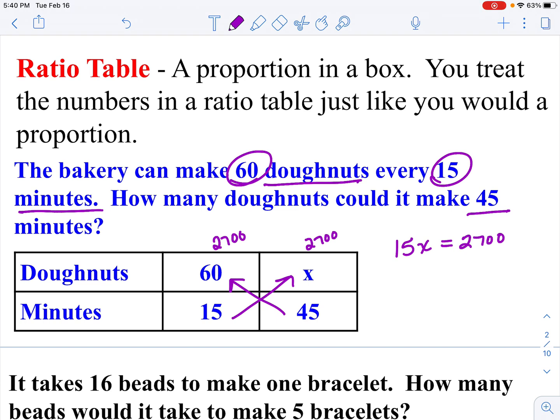So I want to get that x by itself. Instead of multiplying by 15, I'm going to divide by 15. Those cancel out, and there's the x by itself, which is what I wanted. If I divide the left side of the equal sign by 15, then I have to divide the right side by 15 to keep that balance scale balanced. And so that would be 180. But now it's not just 180. That number means something. It's not just a meaningless number. It's 180 donuts in 45 minutes.